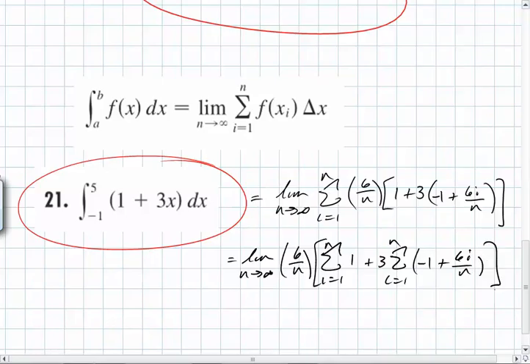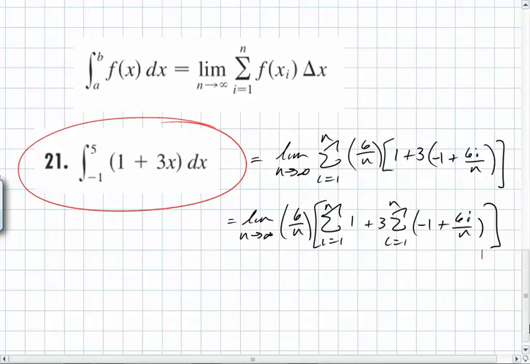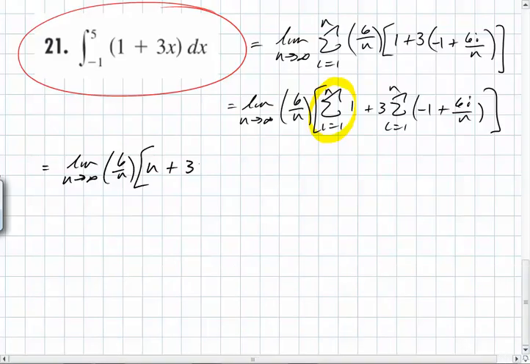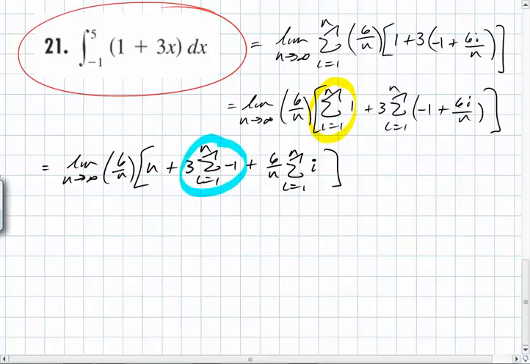You can factor out the 3 because does this 3 have anything to do with i? As i changes, does 3 change? No. So what does that first term become? What does this term become right here? N, yeah. So it turns into the limit as n goes to infinity of 6 over n times n plus 3 times, now how many summations do we have here? The summation of i equals 1 to n of negative 1 plus 6 over n times the summation of i equals 1 to n of i. What's the middle one right here? What's that come out to be?